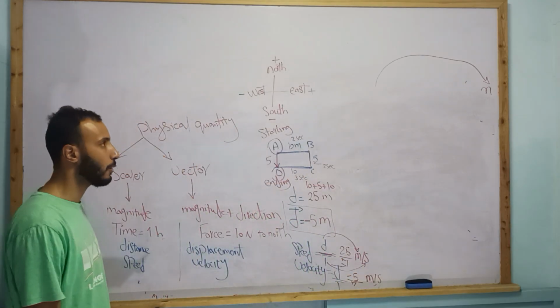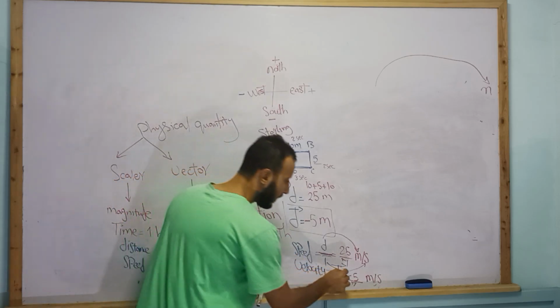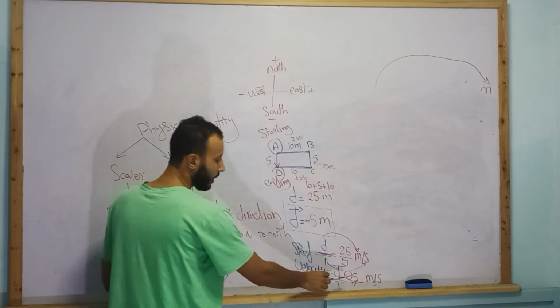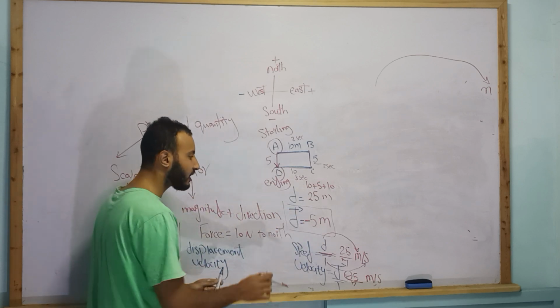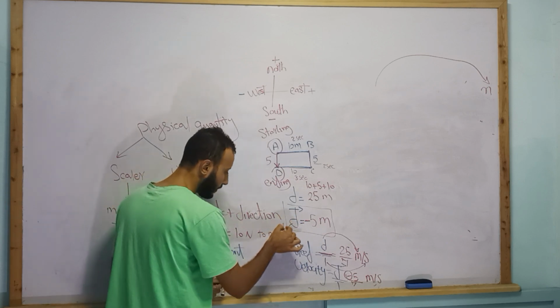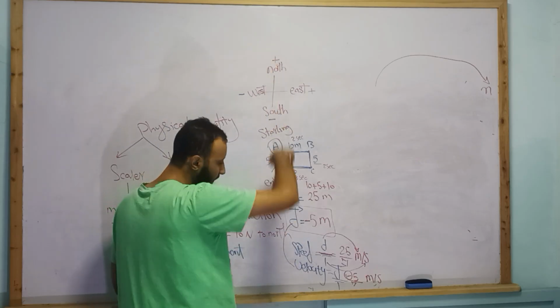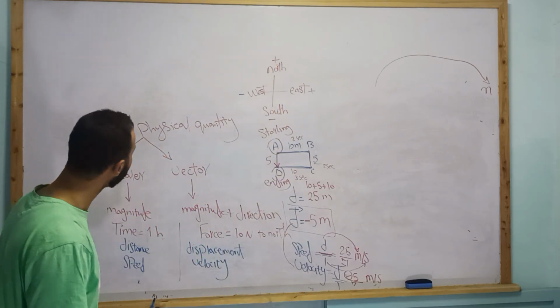Mister, but where is the direction? I said here we represent the direction by negative or positive, so the velocity always has the direction of the displacement. So if the displacement was to the south, then the velocity is to the south, okay.